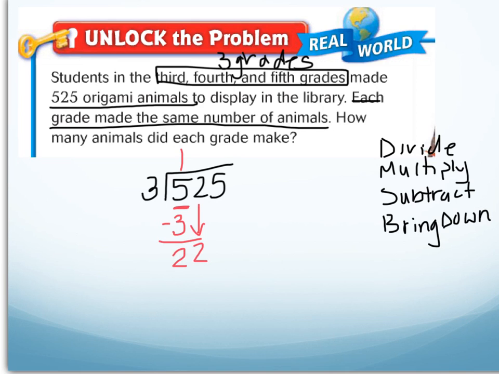I'm going to now divide my 22 tens into 3 equal groups. I know 7 times 3 is 21, so 22 divided by 3 is 7, and 7 times 3 is 21. I'm going to subtract 22 minus 21, telling me that I have 1 ten left over. And I'm now going to bring down my 5. 15 ones is what's left in my problem. And when I divide that by 3, I can put 5 into each group. 5 times 3 is 15. And I subtract, leaving none left over. This tells me that each grade made 175 origami owls.